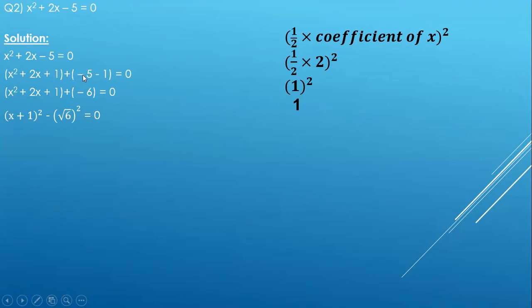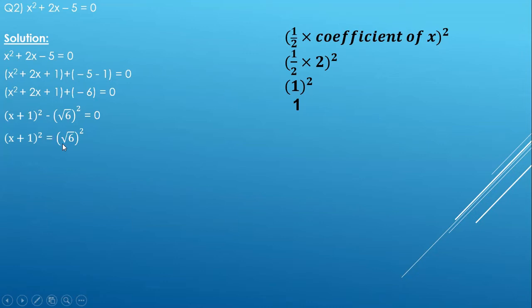And over here we have -1 - 5, we get -6. And -6, we can write it as root 6 the whole square, because root 6 into root 6 is equals to 6 itself. So now we will send this root 6 to the right hand side and we get x + 1 the whole square, which is equals to root 6 the whole square.